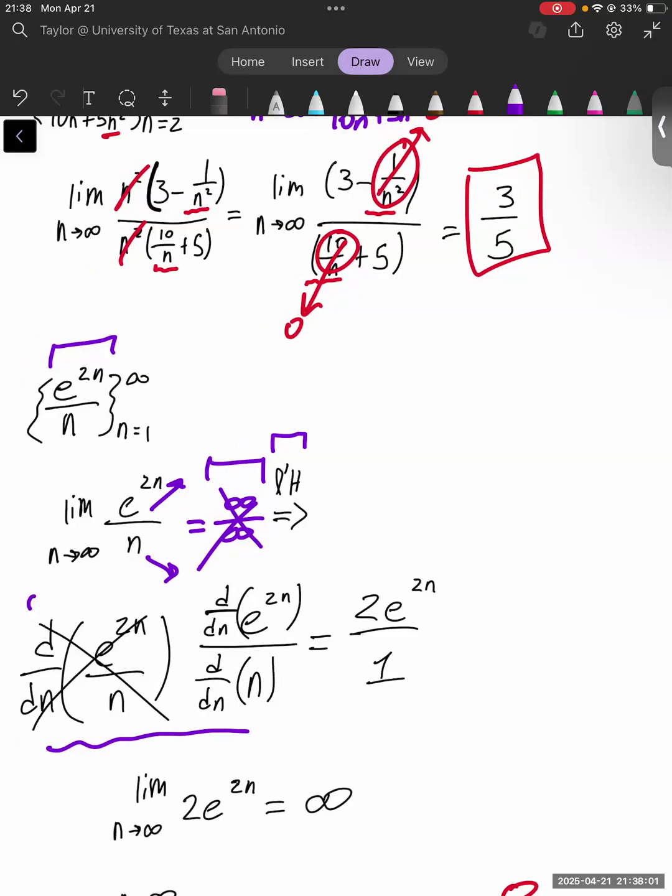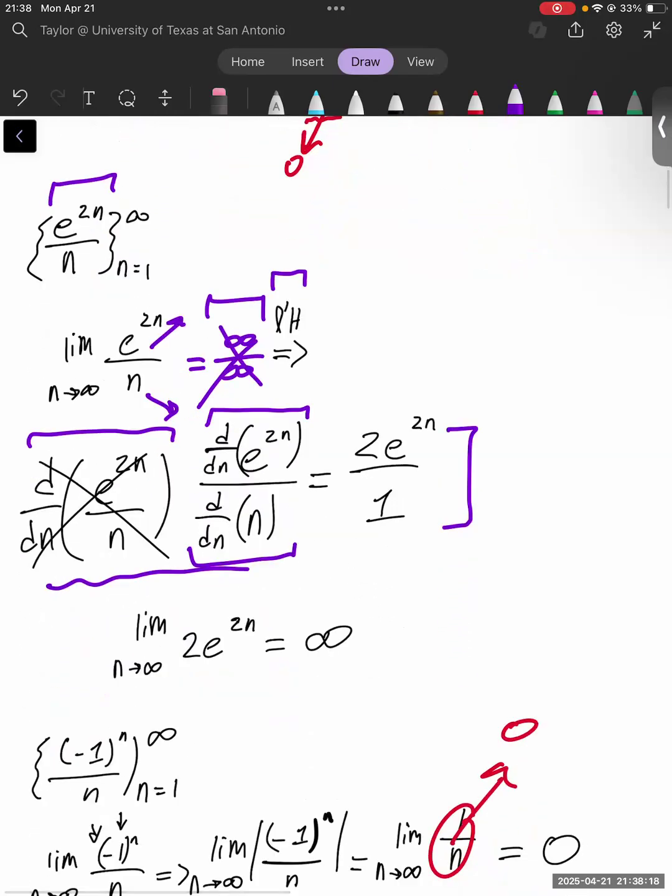What this demonstrates here is how L'Hopital's rule applies. Remember, it's not d/dn of the entire sequence. It's d/dn of the numerator over d/dn of the denominator. Taking L'Hopital's rule, we get 2e to the 2n over 1. And then taking the limit as n approaches infinity of our new sequence, we get 2e to the 2n. As n goes to infinity, we see that this converges to infinity.